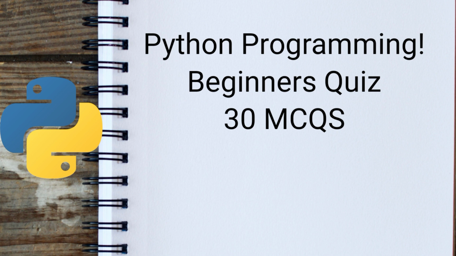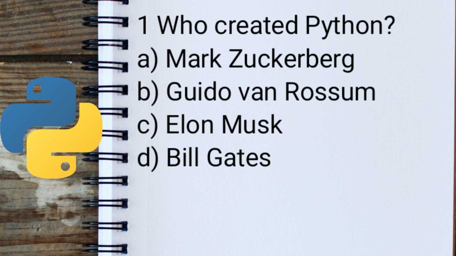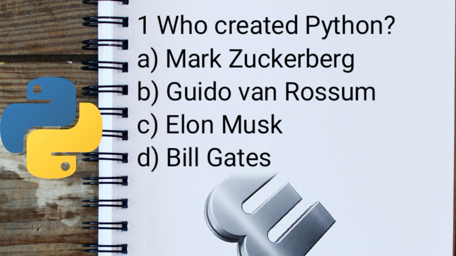This quiz is designed to help you test and improve your understanding of Python basics. This quiz contains 30 multiple choice questions. For each question, you have 5 seconds to guess the correct answer. After the 5 seconds, the correct answer will be taken. Let's start the quiz. Question number 1 is, who created Python?